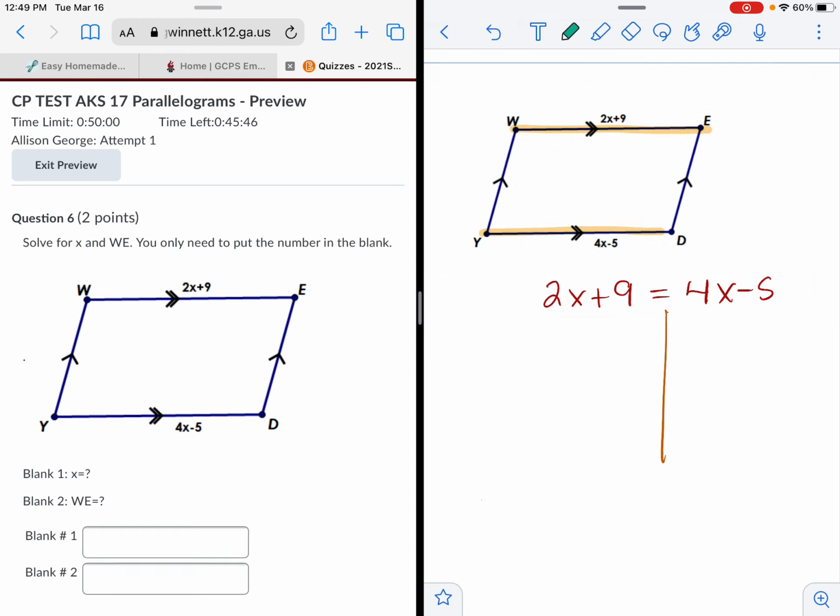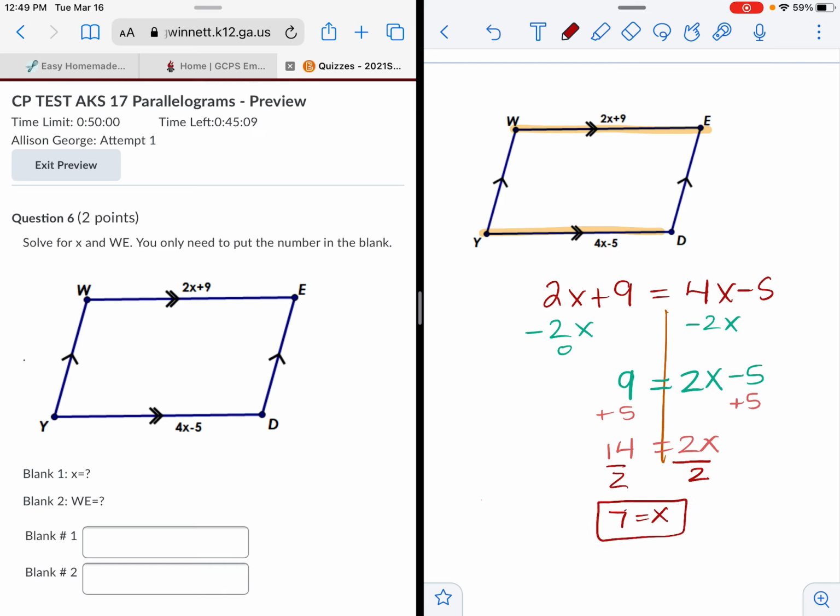So the first thing I want to do is move the x's together. And I'll start by moving the smallest x. So I'm going to subtract 2x from both sides. 2x minus 2x is 0. Bring down the 9. 4x minus 2x is 2x. Bring down that minus 5. Now I'm going to try to get everything away from x. So I'm going to add the 5 over to the other side. I get 14 equals 2x. And the last thing I'm going to do is to get x by itself, divide both sides by 2. 7 equals x.